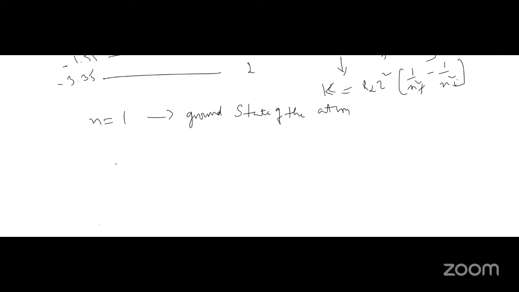So if it is jumping from a higher energy level, third to second, we'll be calling it the Balmer series. And whenever it is jumping from fourth to third, or fifth to third, or sixth to third, we'll be calling it the Paschen series. Similarly, the Brackett series is from 5 to 4, or 6 to 4, or 7 to 4. And for the Pfund series, it will be from 6 to 5, or 7 to 5, 8 to 5, and so on.